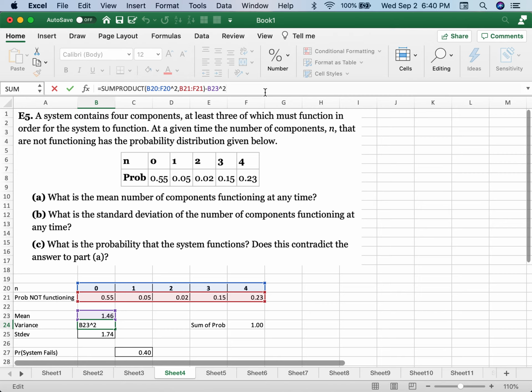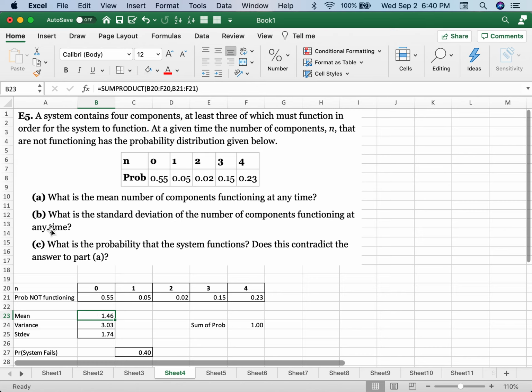Now, once that variance is calculated, you take the square root of it. Square root of the variance is equal to the standard deviation. And that's in cell B25. So the standard deviation is 1.74 and the mean is 1.46.